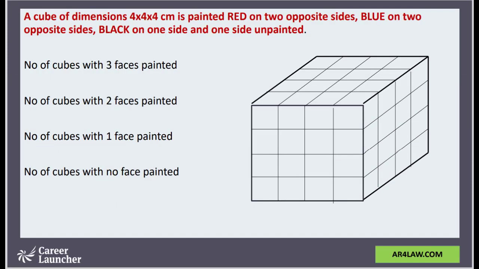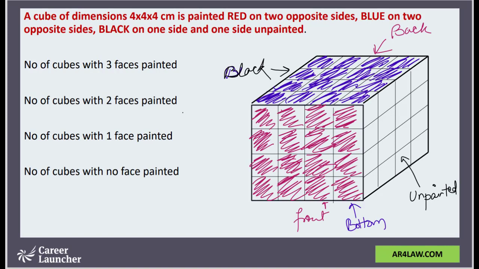So here we have a cube of dimension 4 centimeter each, which is painted red on the 2 opposite sides, blue on the other 2 opposite sides, black on one side and one side unpainted. So let's assume we are painting the front side and the back side with red color. So we have a cube which is being painted red on the 2 opposite sides. So we are assuming the front and the back has been painted red.